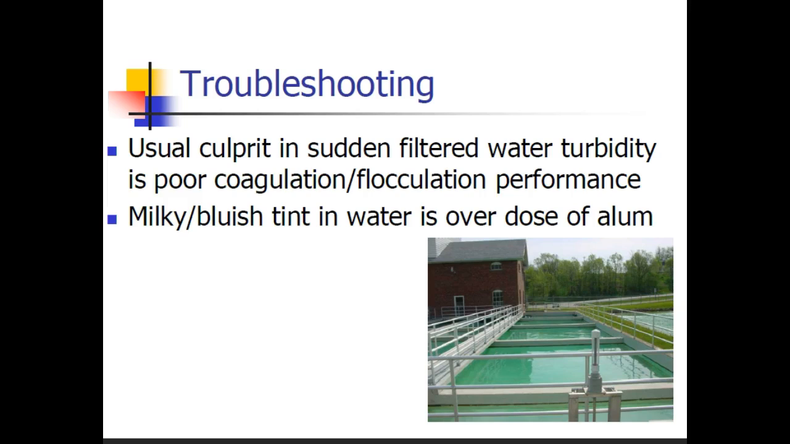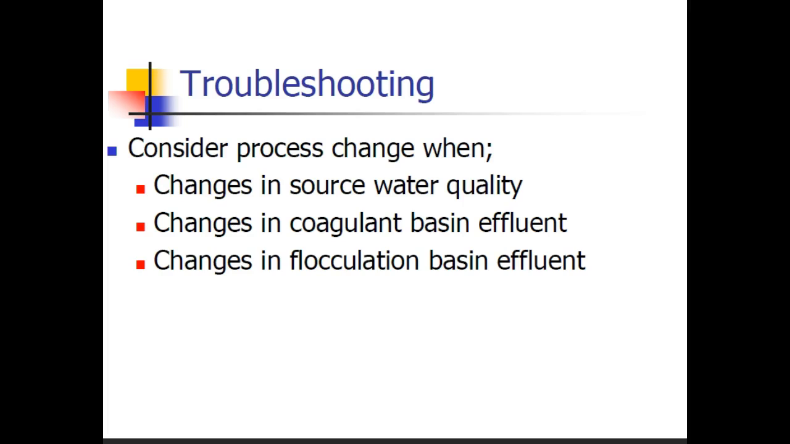Troubleshooting. The usual culprit in sudden filtered water turbidity is poor coagulation and flocculation performance. A milky bluish tint in the water is an overdose of alum, aluminum sulfate. Consider the process change when there are changes in the source water quality, changes in the coagulant base and effluent, and changes in flocculation base and effluent. Again, we're measuring, through our turbidities, these different points in the system.